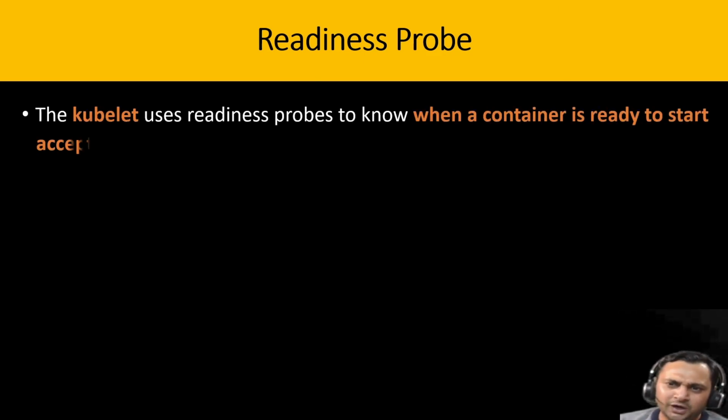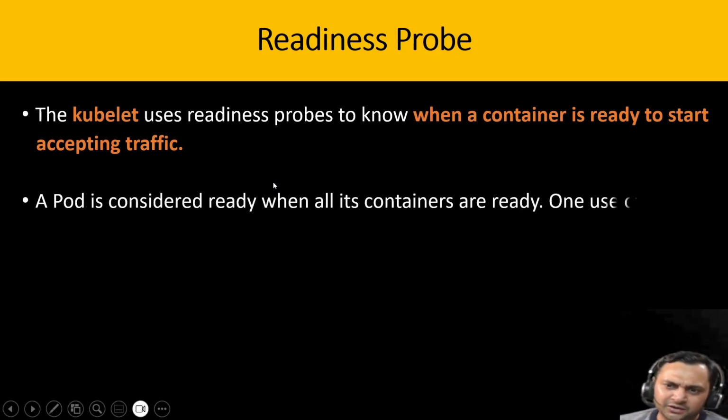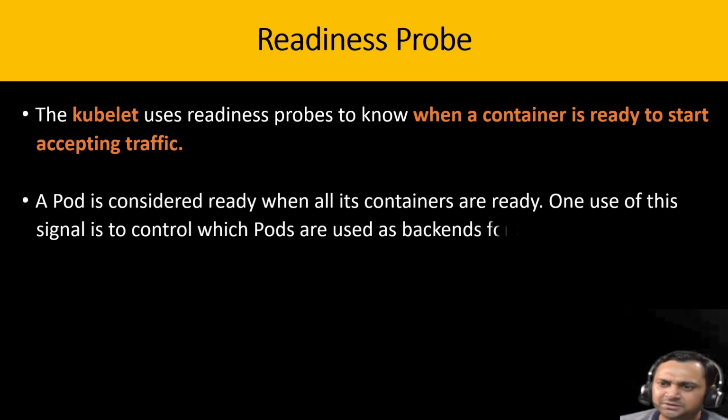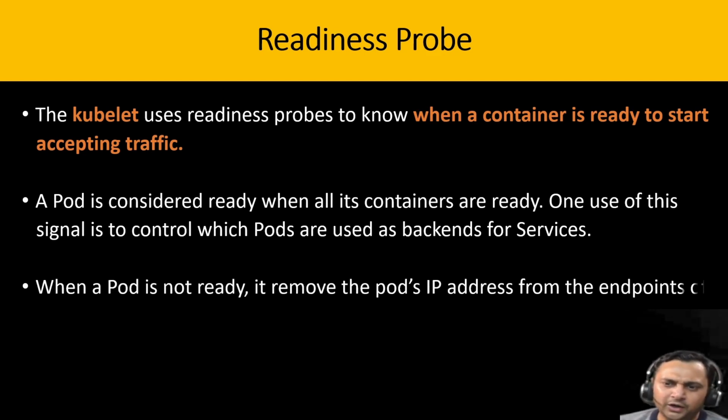The kubelet uses the readiness probe to know when a container is ready to accept traffic. A pod is considered ready when all its containers are ready. One use of this signal is to control which pods are used as backends of services. When a pod is not ready, it is removed from the endpoints of all services.